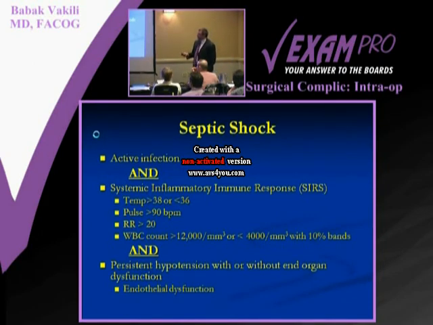And that is indicated by purely signs: high or low temperature, tachycardia, tachypnea, and white counts that are either high or low. You don't have to have all of them, but you have to have these criteria. And the third, the shock part of it, is you have to have persistent hypotension. That's the shock part of it, end organ problem.